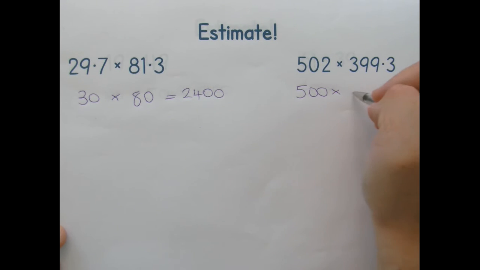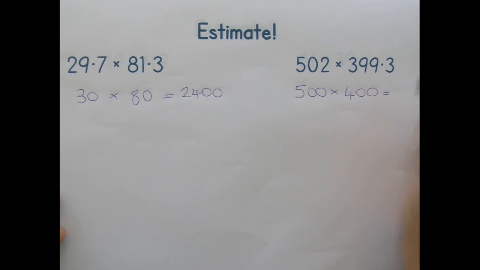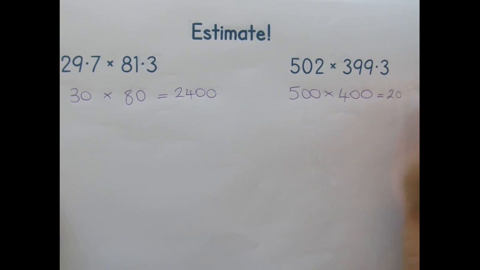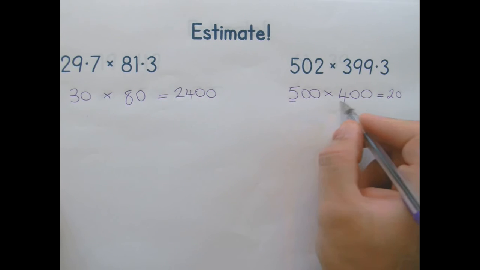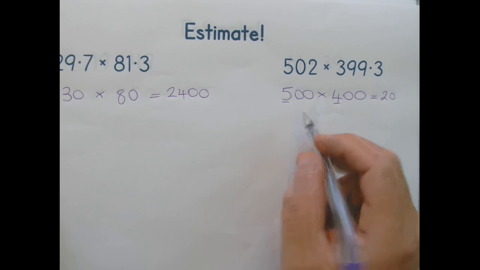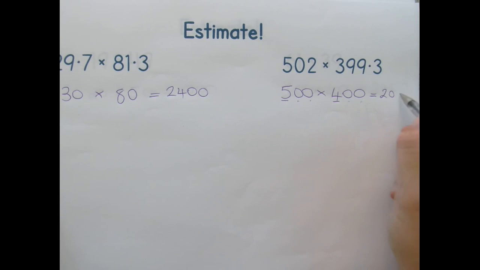Okay. This one here, 502, can be thought of as 500. 399.3 can be thought of as 400. Okay, so instead of working out a complicated multiplication here, we've rounded them to nice values, and to determine this then, just do 5 times 4, okay, which is 20, and then how many zeros have we got here? Well, 1, 2, 3, 4, so we need to add 4 zeros on.